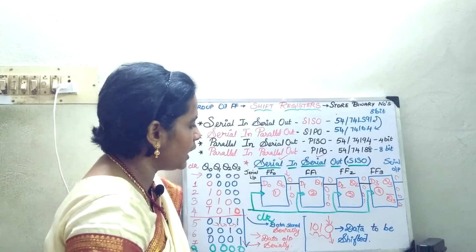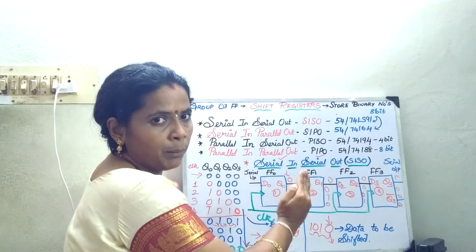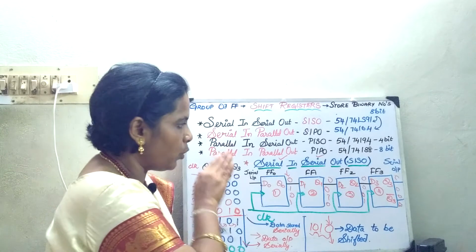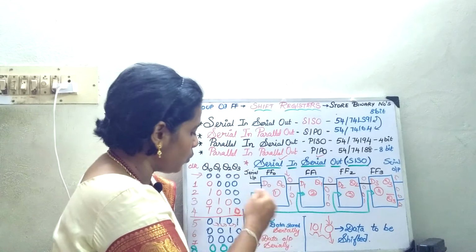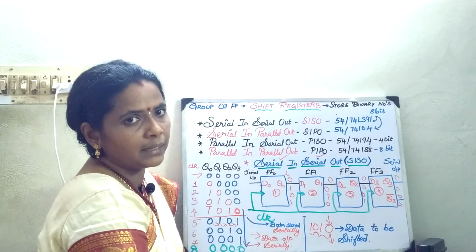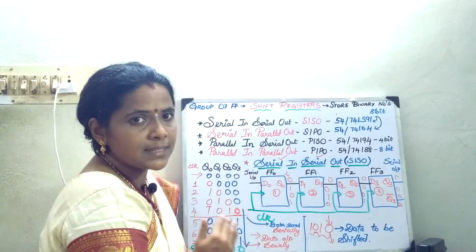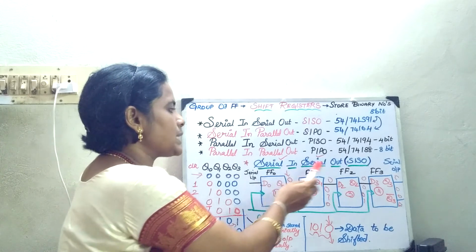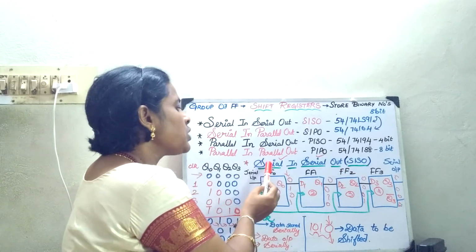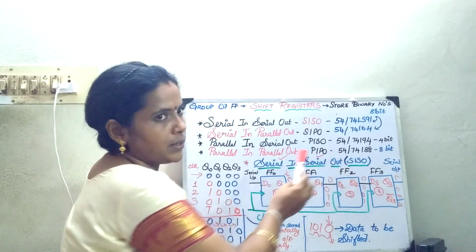Thus, you can see the data are shifted one by one for every clock pulse. For 4 clock pulses the data are getting entered, and after that 3 more clock pulses are required to pull out the data. Here the data are entered serially and they are sent out also serially. So it is called a SISO register, that is, a serial in serial out register.